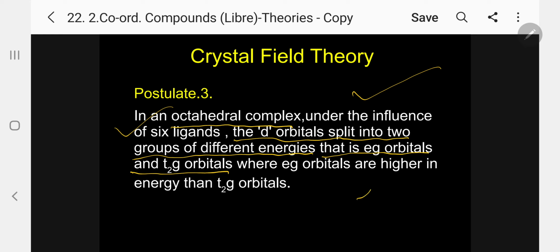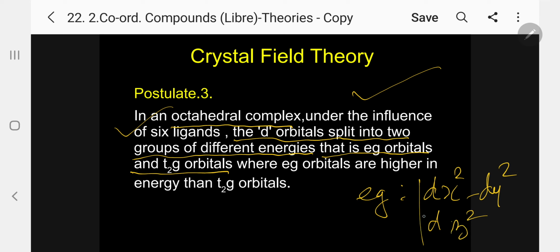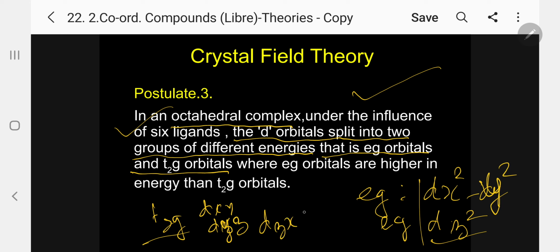Actually, what is EG? EG indicates nothing but d x square minus y square and d z square. So these two are indicated by EG. Kindly follow. So whenever EG orbital is mentioned, you have to keep in your mind d x square minus y square and d z square. When we come to T2G, kindly follow, 3 orbitals: T2G 3, EG 2. So this is dxy, dyz, dzx. So these are the 3 orbitals. So kindly keep it in mind.